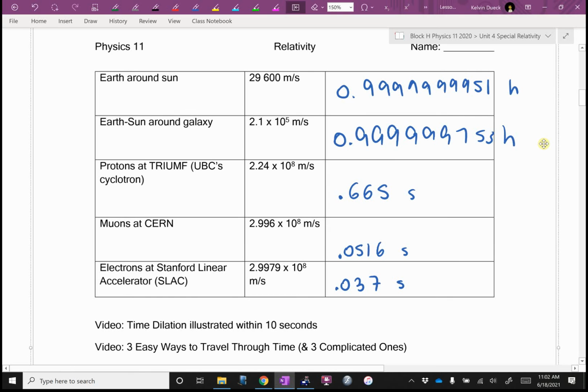So all of you have traveled through time in at least 3 ways. Right now. Okay? But can we do it more exotically? Maybe in the future.